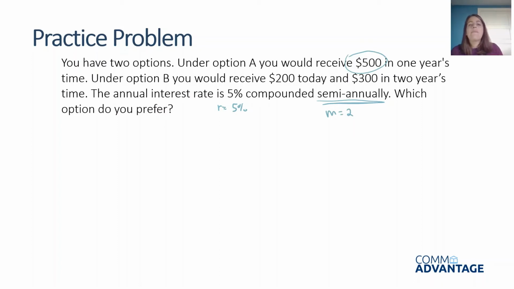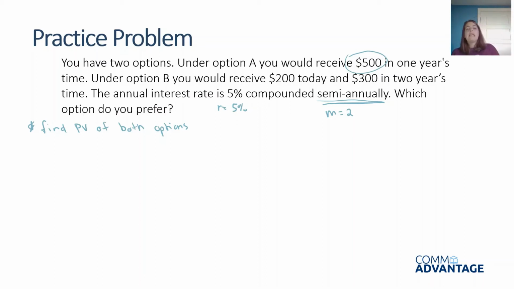Anytime we're comparing two different things like this, we always want to put it into today's dollars. So we want to find the present value. That's always going to be the goal, okay? We want to find the present value of both options. What this will do is allow us to put things on a level playing field and really figure out what's most valuable to us.